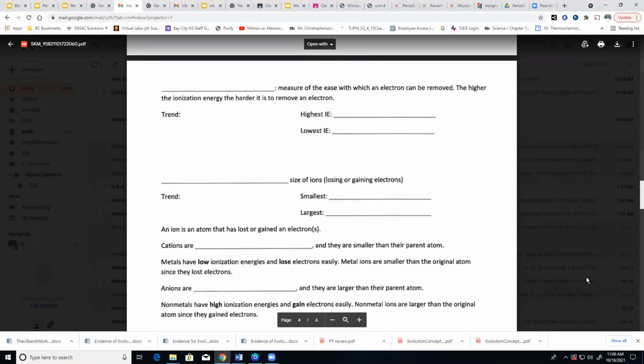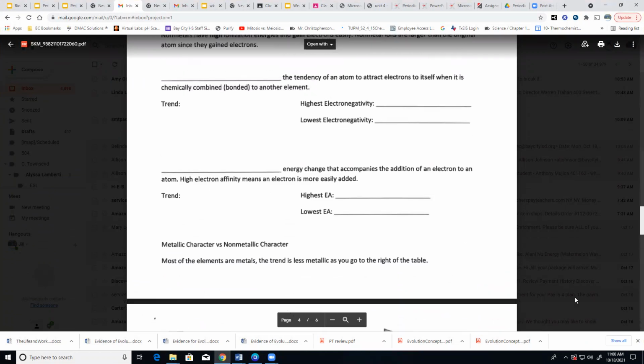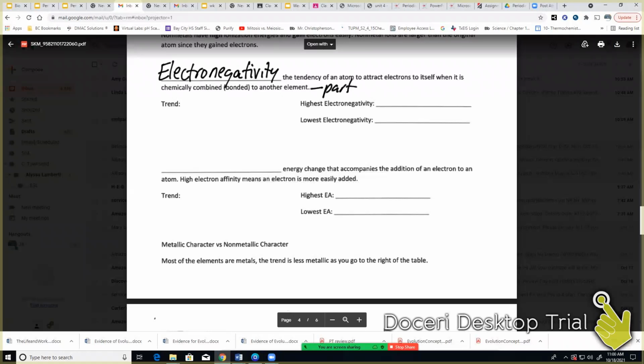All right, move this one up a little bit. All right, so next one that I have is going to be my electronegativity. It's the tendency of an atom to attract electrons to itself when it's chemically combined to another element. So that means when it's part of a compound.